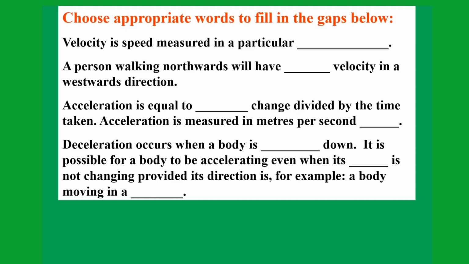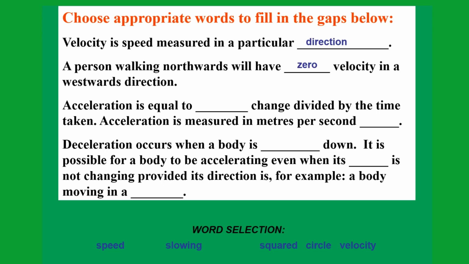Now fill in the gaps below. Choose the appropriate words to fill in the gaps. Velocity is speed measured in a particular direction. We know velocity is a vector quantity, so it has direction, particular direction. A person walking northward will have a zero velocity in the westward direction.